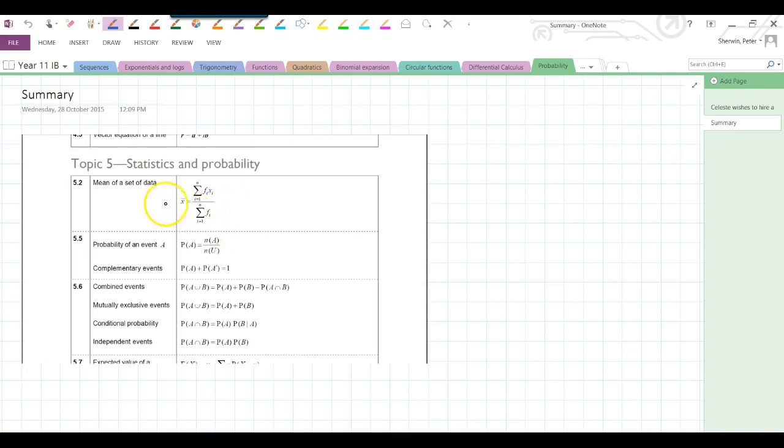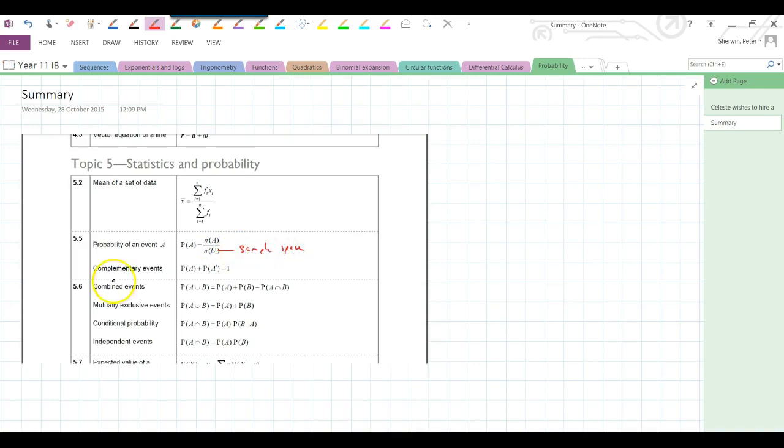So if we just have a look through here, and mean set of data, that doesn't come up yet. The probability of an event, that's pretty straight, that's fairly self-explanatory, I think. This is the number of successful outcomes over the U being the universal set. So probability of event A, the number of A over the sample space, you could say. This is sample space.